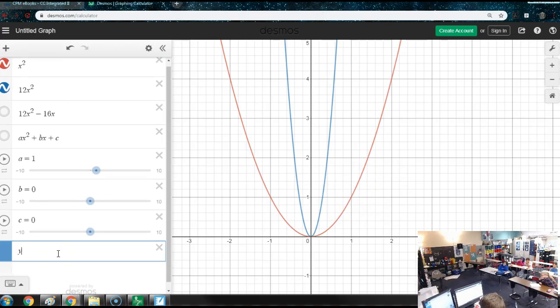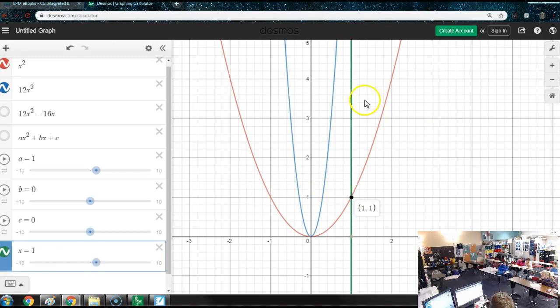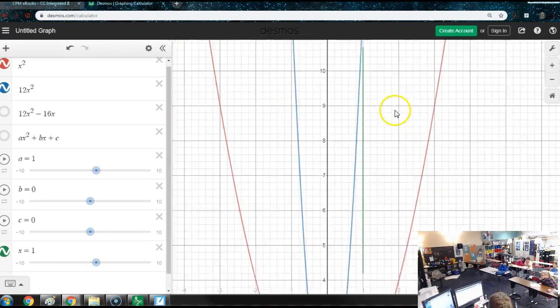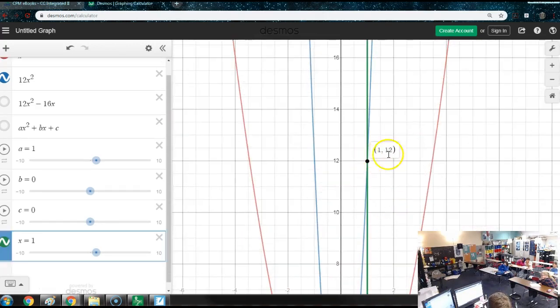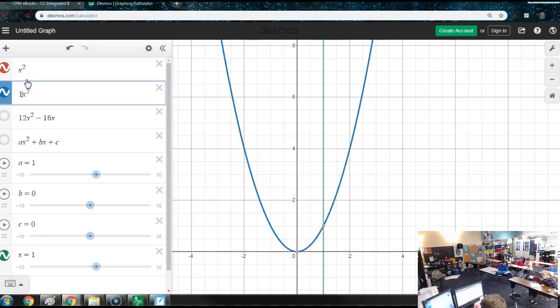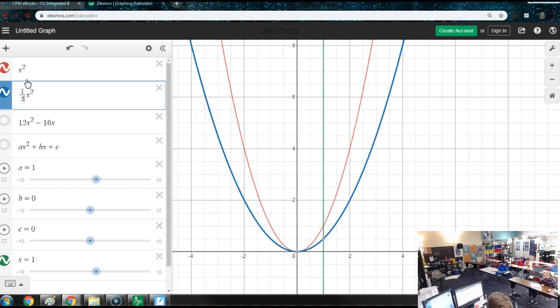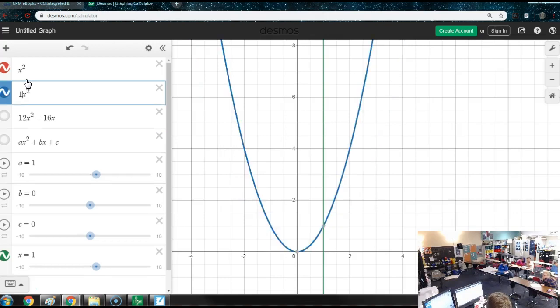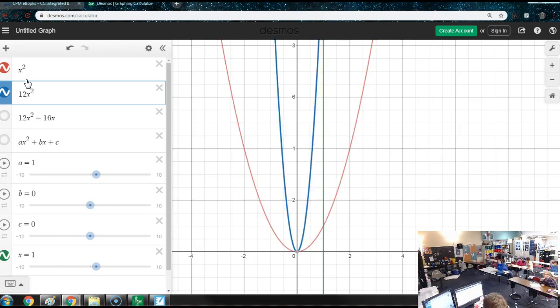Actually, let's do this. X equals 1. If I look at x equals 1, it's 1. But if I go to the 12x squared, of course it's 12, because it's 12 times the normal x squared. So what your a does is intensify, right? If it's bigger than 1, it pulls it towards the y-axis. If it's less than 1, let's say it was 1/2, it pulls it away from the y-axis. So if we just had 12x squared, it would just tighten up the parabola.